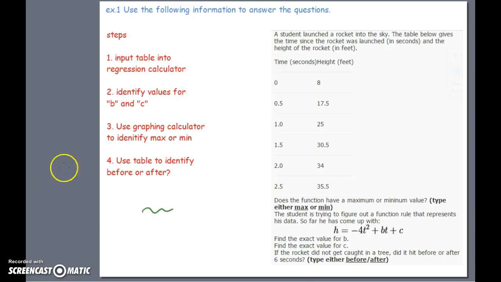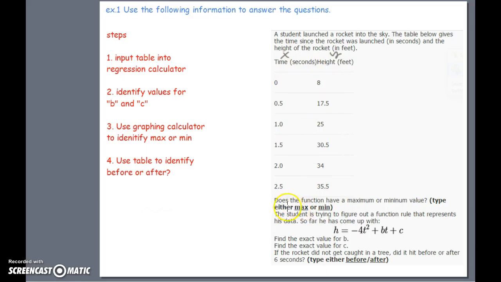Our main goal today will be to answer these 4 questions down here. Let me read the question, and then I'll take you through the steps. It says, a student launched a rocket into the sky. The table below shows the time since the rocket was launched in seconds and the height of the rocket in feet. So our two quantities here are time and height, which we can convert to x and y if we want. We know that x is always going to be time, and y is always going to be height, so we can change those out if we feel more comfortable with that.